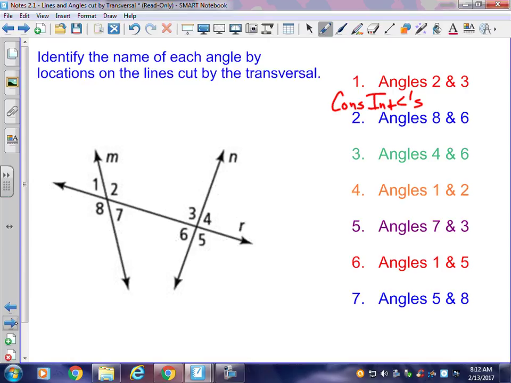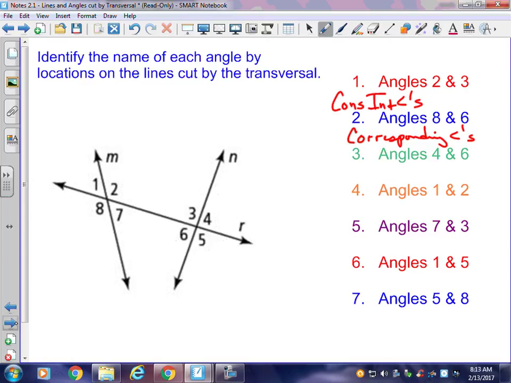So let's mark angle 8 and angle 6. First of all, one's an exterior angle and one's an interior angle, so that's a pretty good clue right away that these are corresponding angles, because they're both in the bottom left position. So stop the video and see if you can determine the names of all the other angles. And when you have finished doing that, turn the video back on and check your work.